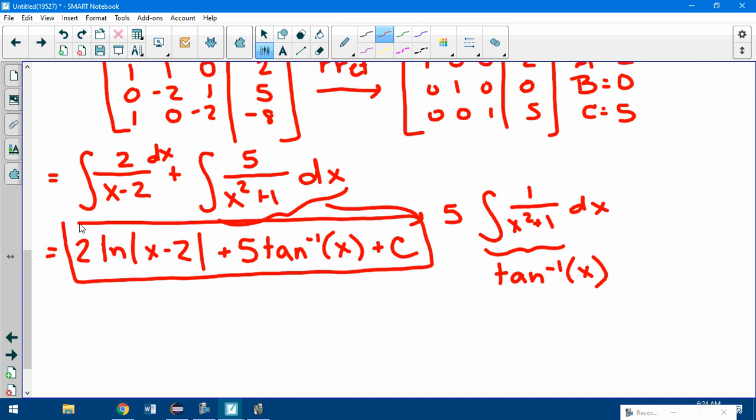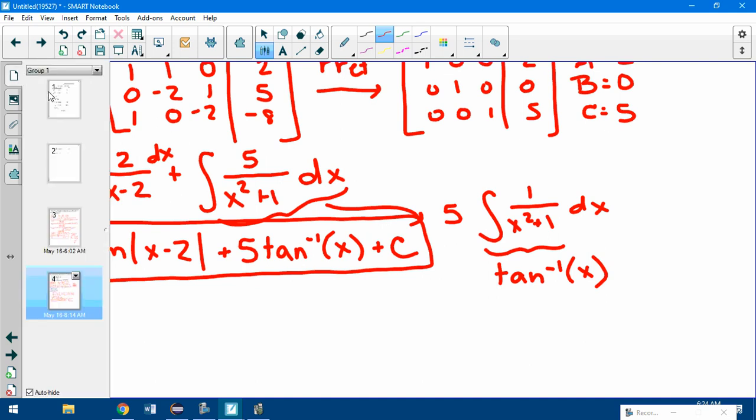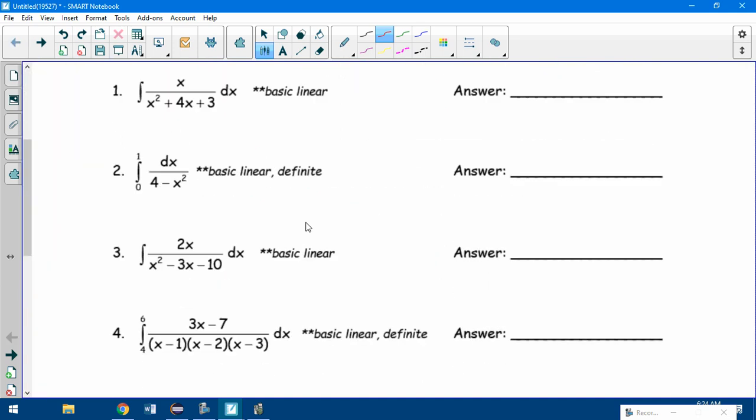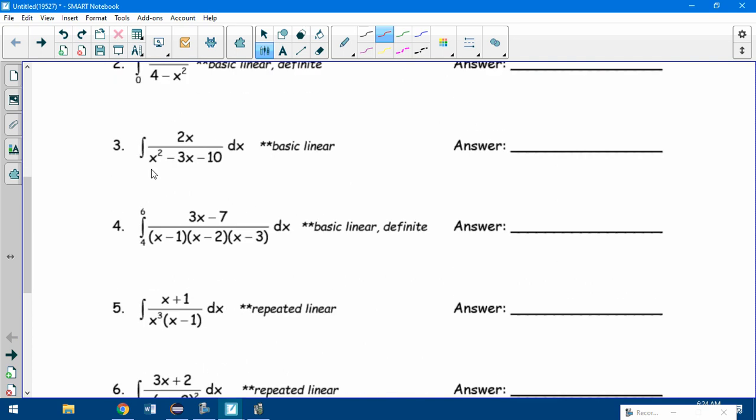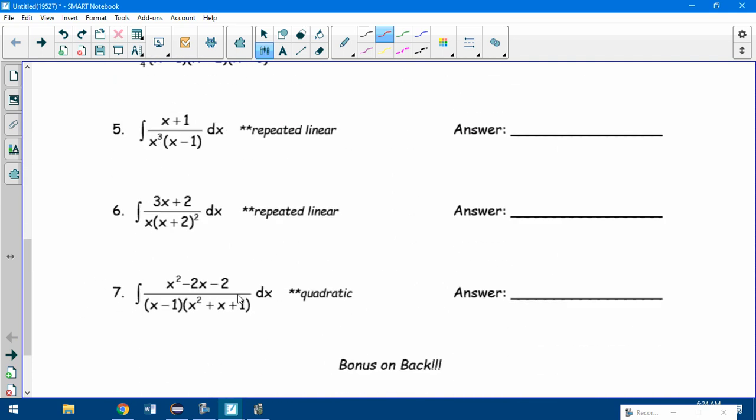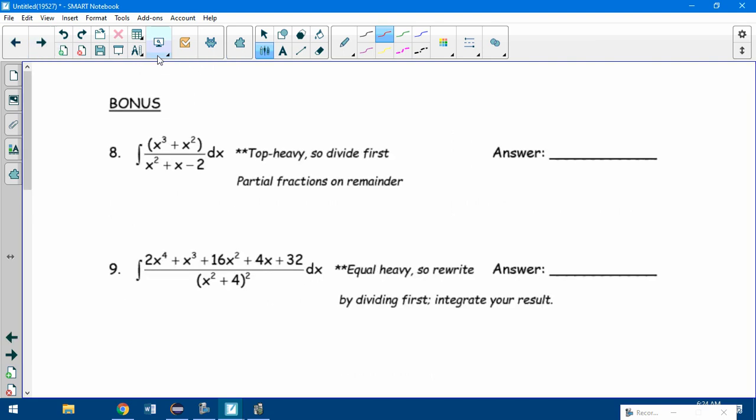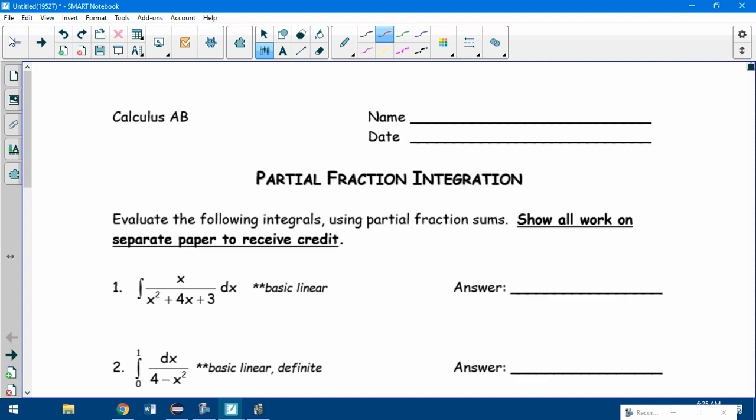Okay, you now know everything you need to know in order to do this assignment. I told you after yesterday's video you could do everything except number 7, which is that unfactorable quadratic. Now you can do number 7. And on the back there's 2 bonuses. I try to give you some hints, so read through the hints and then try to answer those questions as well. And this counts as a take-home test grade. So work through this. If you have any questions, be sure to ask me. Good luck.